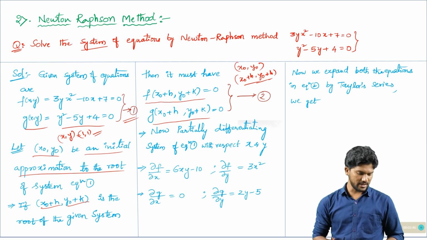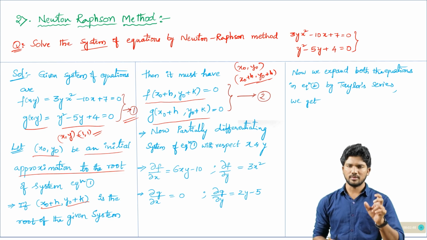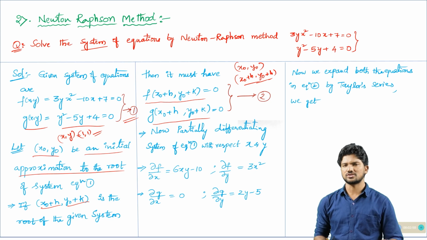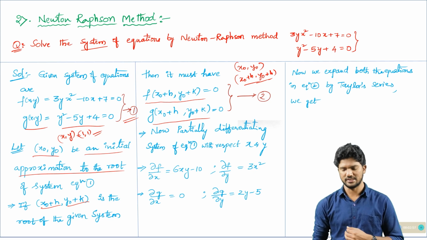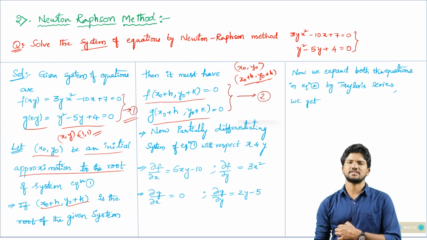So we are taking x naught plus h comma y naught plus k as the root of this system, so that pair of elements has to satisfy the given system of equations. Therefore, that is taken as equation number 4.